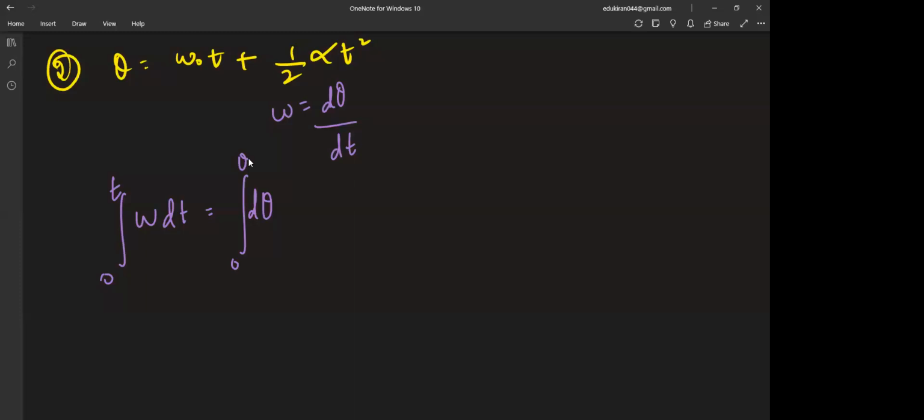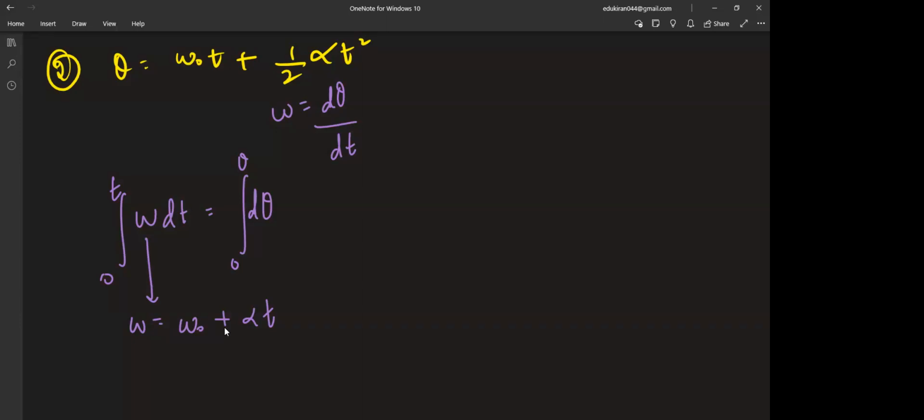Ma'am, but we have two variables, right? Omega and t. Yeah, there are two variables. See, this omega's value we already have now. This is omega naught plus alpha t, which we already have. So now we can resubstitute this. The problem that you are mentioning is now solved because we have derived it from the first equation.